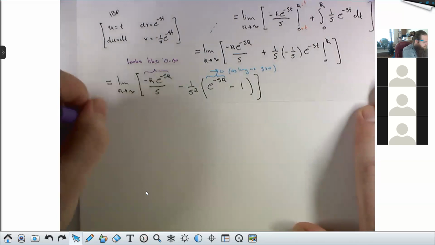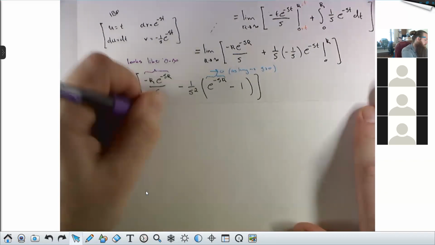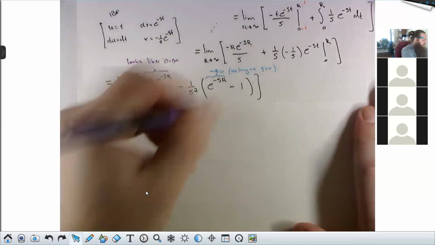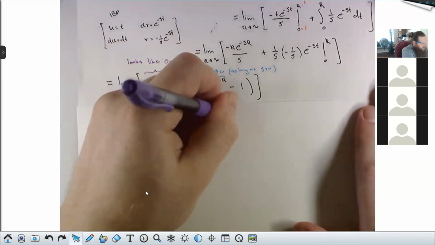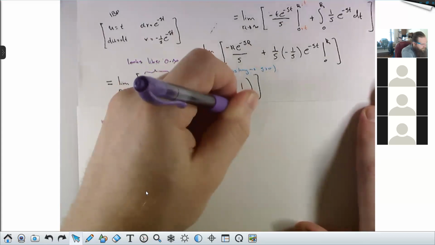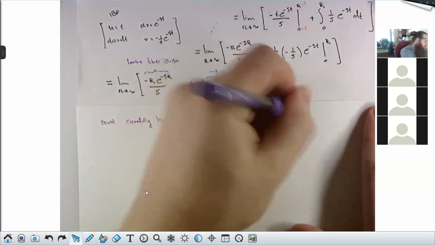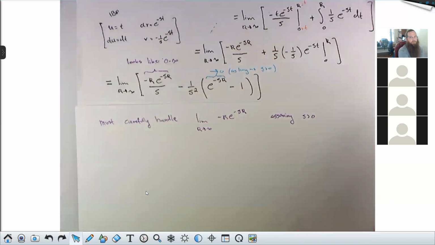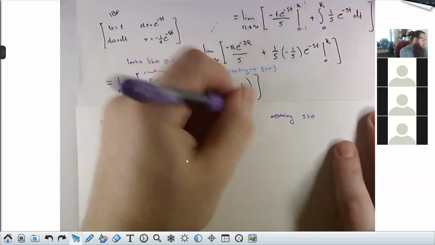So we need to carefully handle the limit as r goes to infinity, negative r e to the negative sr. And we're going to be assuming s is positive, because I need s to be positive for the other piece to go to 0, right? To avoid this other piece going to infinity, which would mess the whole thing up, I need to assume s is positive. So in this calculation, I'll also be assuming s is positive. Right. This is the one that we need to calculate.